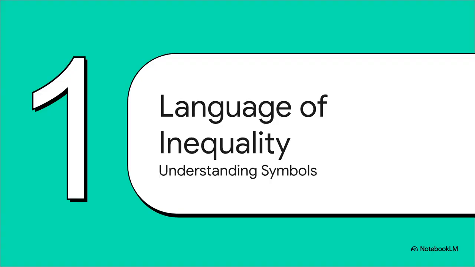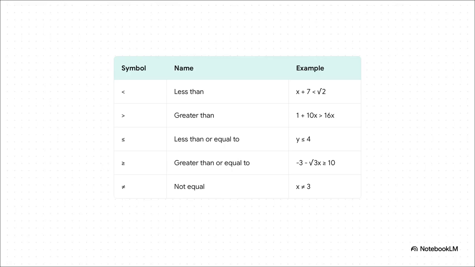Okay, so first things first. Before we can solve anything, we gotta speak the language. Think of these symbols kind of like road signs for math. They tell you exactly what's going on in the relationship between the numbers. And here are the 5 main ones you'll see. You've got your basics, less than and greater than. Then you have their cousins, less than or equal to and greater than or equal to. Notice they include the number itself. And finally, you have not equal to, which is pretty straightforward. It means it can be anything but that one number.